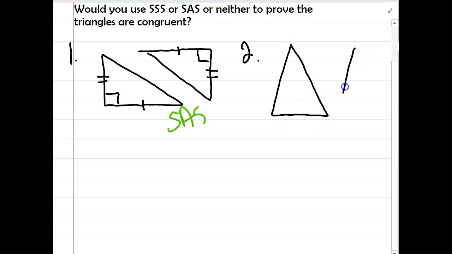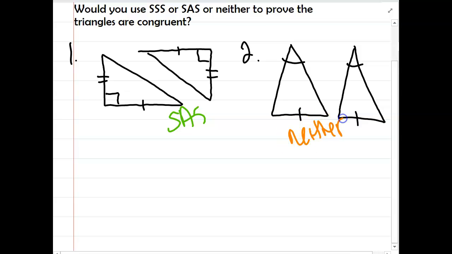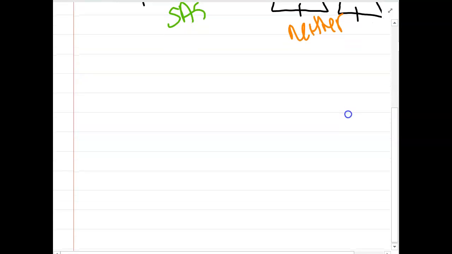Okay, number 2. All right, here we go. Looks like this. 2 tall triangles. Okay, the top angles are congruent. The bottom sides are congruent. If this is all I give you, I either need 3 sets of congruent sides or a side and then an angle and a side. Do I have either one of those? No. So this we'd say neither. There's just not enough information there. They may be congruent, but from what I've been given, just not enough information.